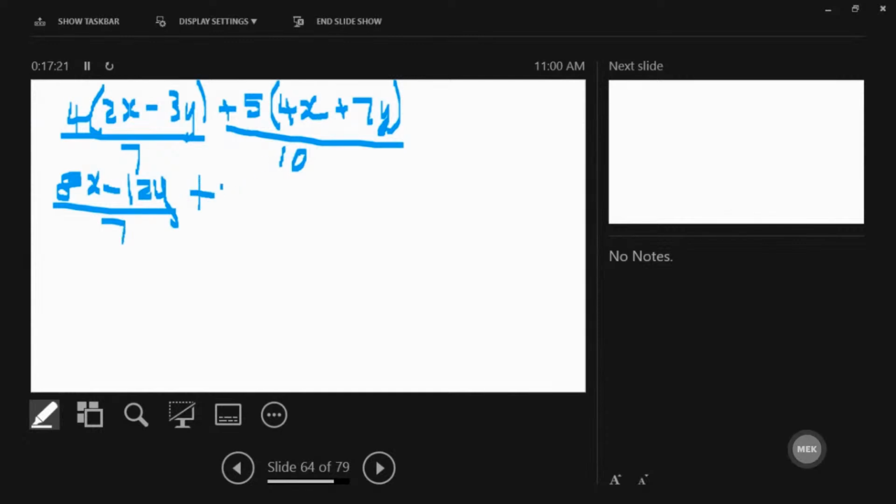5 times 4x, that's 20x. And 5 times 7y, that's 35y over 10. And now we just go from here.